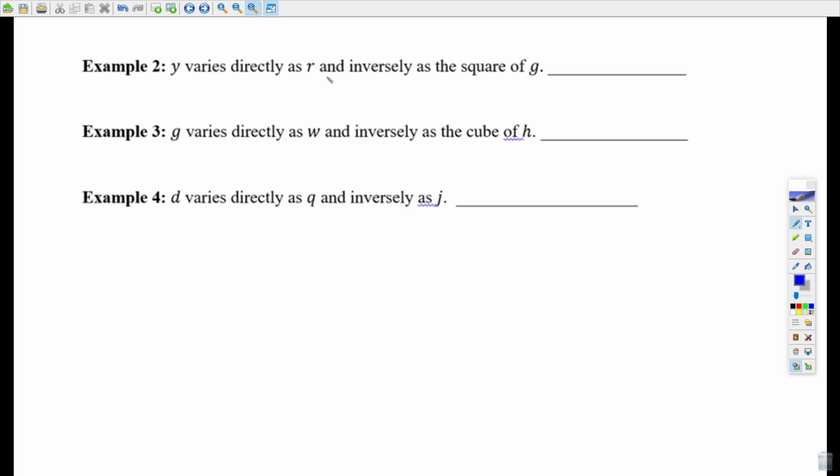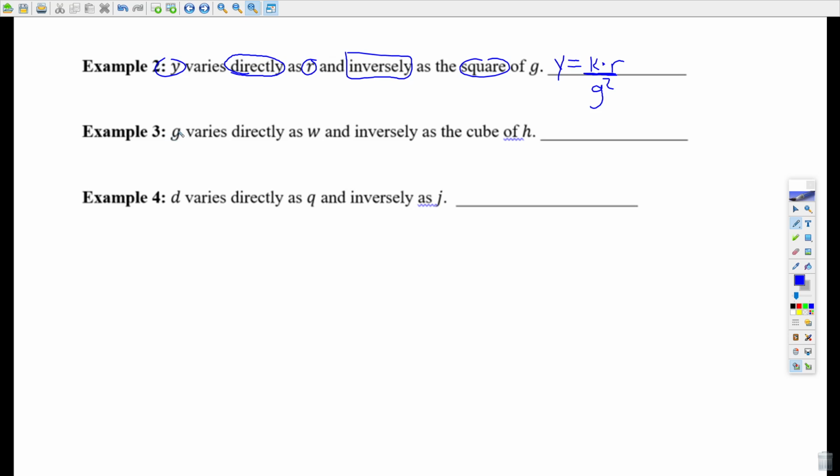Y varies directly as R and inversely as the square of G. So it's saying we start with Y, and then we put K. Keep reading and see what else you write. Varies directly, that means multiplication, times R, no power, just R. And inversely, so now we're going to division, put a fraction bar, the square of G. So G squared. That's it.